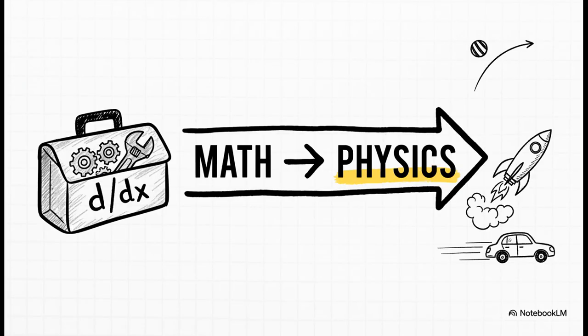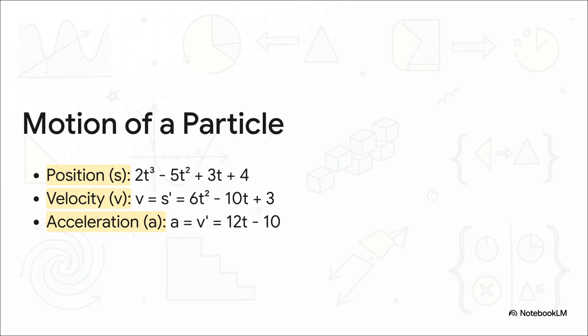Okay, these rules are cool and all, but so what? Why does any of this actually matter? What's the point of finding these derivatives? Well, let's look at a classic real-world application to see why. Motion. So imagine you have an equation that describes a particle's position over time.